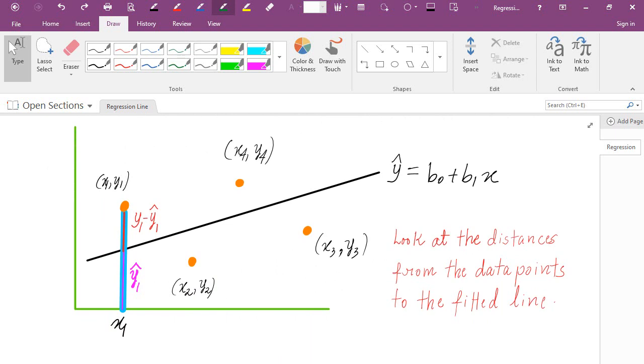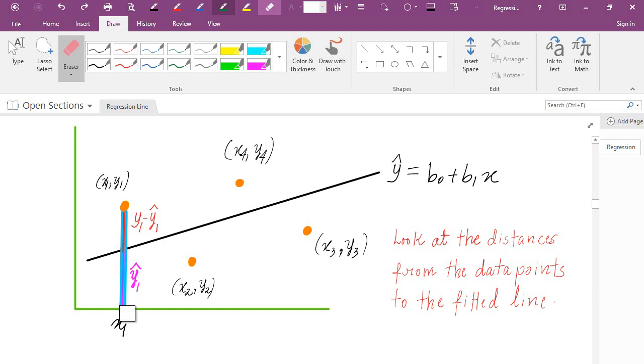So let's focus on the point x1, y1. This is a data point, and I want to look at the distance from this data point to the fitted line. So let's say we have a fitted line given by this equation here. I want to look at the distance from the data point x1, y1 to the fitted line. So what will that be?